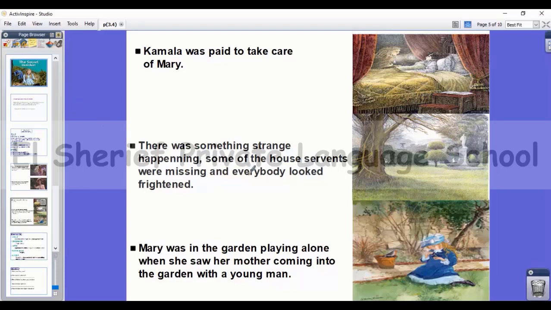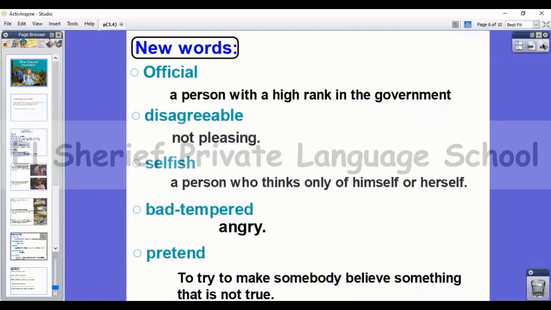There was something strange happening. Some of the house servants were missing and everybody looked frightened. So in the house of Mary there was a very strange thing happening. What do you think was happening? We don't know. Mary was in the garden playing alone when she saw her mother coming into the garden with a young man. Who is this man?